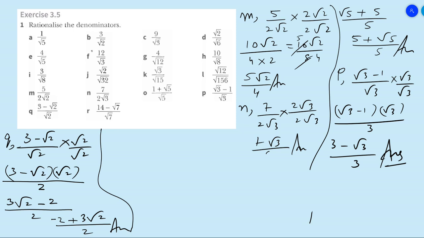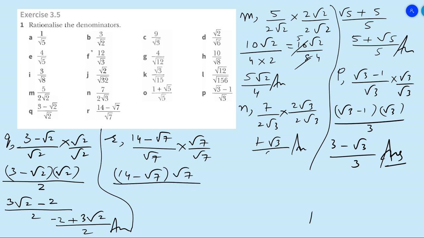Part R. Part R is (14 minus 7 root 7) upon root 7. Multiply and divide by root 7. Multiply 14 by root 7, upon root 7 multiplied by root 7, which is 7. Root 7 into 14 is 14 root 7. Root 7 into root 7 is 7, upon 7.